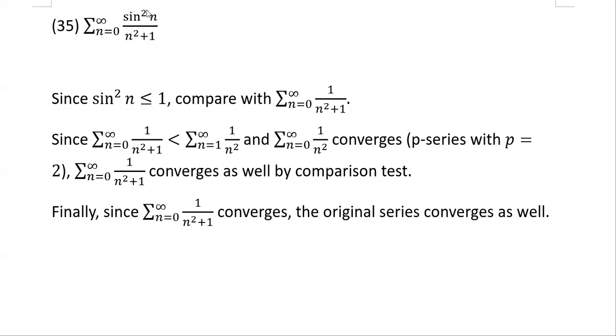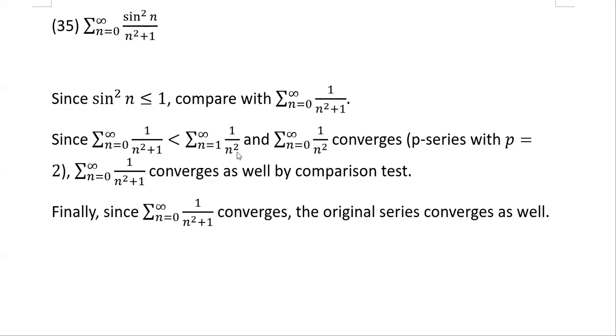Since this guy is less than this guy, this is oscillating between 0 and 1, the sine squared, and this is a fixed constant 1, so this guy up here is going to be smaller. And now we can do another comparison. Since this guy is less than this guy over here, we're dividing by more, so the final value is going to be less.